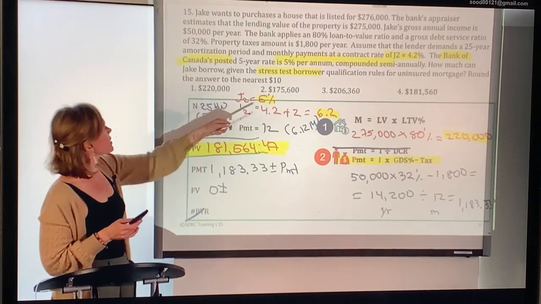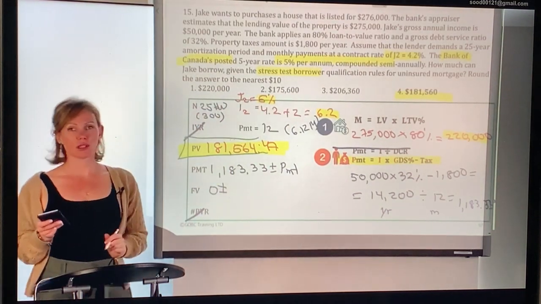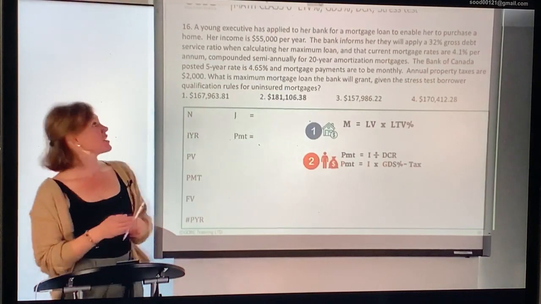Okay, so the answer will be to the nearest $10. That one is the closest one, right? Option number 4. Perfect. Let's do one more. Last math question. Question 16.